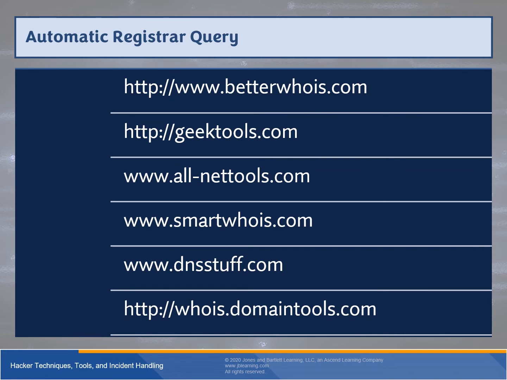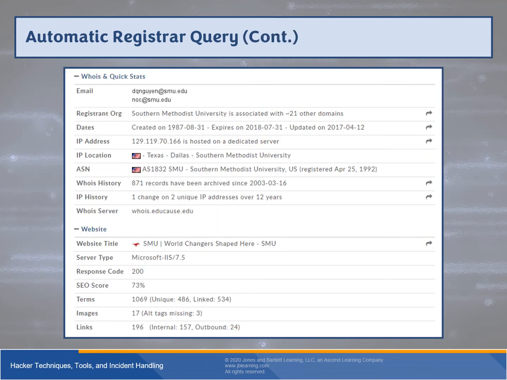Another piece would be to do some of this stuff automatically, and a lot of these are built on the kind of RESTful API stuff that we showed already that you could scrape. So betterwhois.com, Geek Tools, AllNet Tools, Smart Whois, DNS stuff, and whois.domaintools.com. So here we can see the result given from an automatic pull. This is from whois.domaintools.com. This is the one that I use most often.